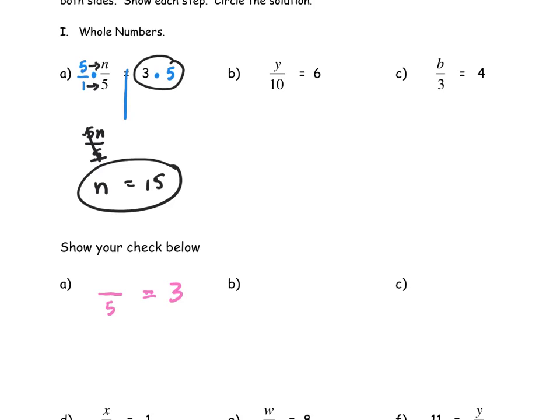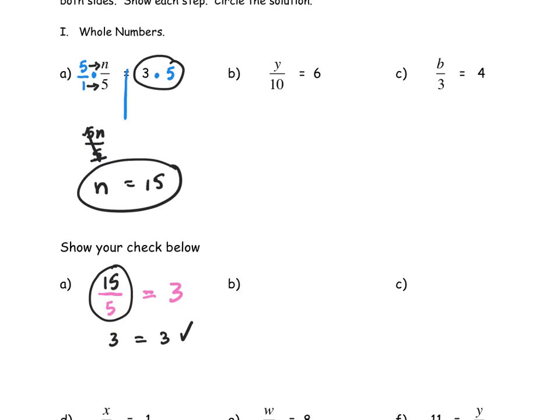We think that that's our solution. So I'm going to replace 15 where the n was in our original equation, and then ask, is this true? Is 15 divided by 5 equal to 3? Well, when I take 15 divided by 5, I do get 3. And so I now know that my solution is correct. So this is quite the process, and it can be challenging when you first see it.